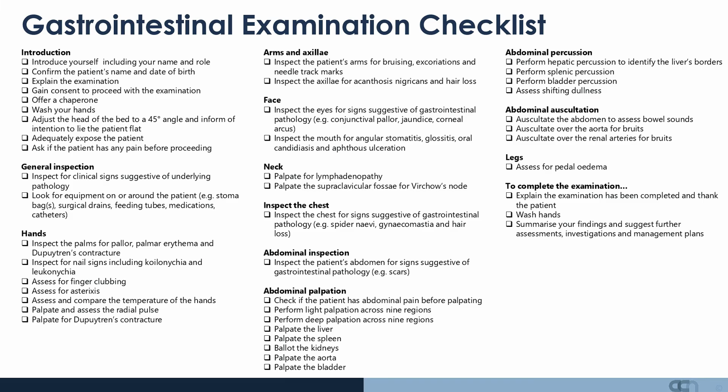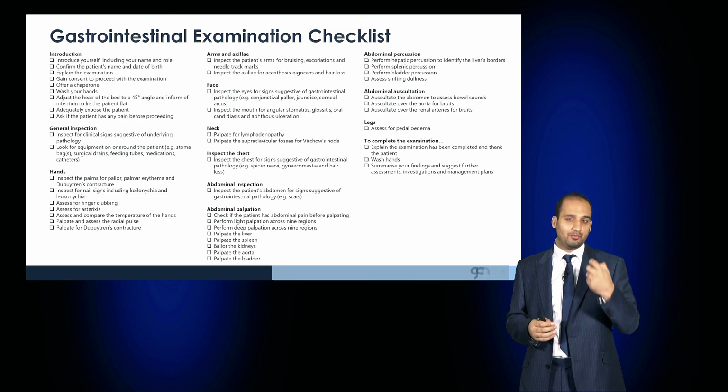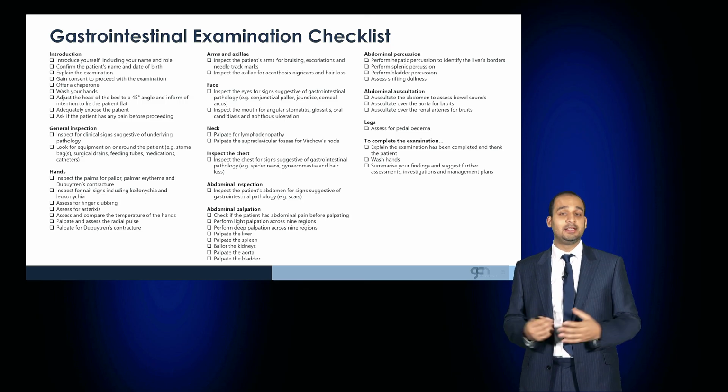So in this masterclass, we've explained the key features of the abdominal examination, in particular, the introduction, the general inspection and what things to look out for, the many signs that you can pick up in the hands, arms and face, as well as the key lymph nodes in the neck, the things to look for on the chest, the abdominal inspection, palpation, percussion, auscultation, and the key reasons why we do these things, and then the things to look for peripherally. Thank you very much for attending this medicine masterclass.